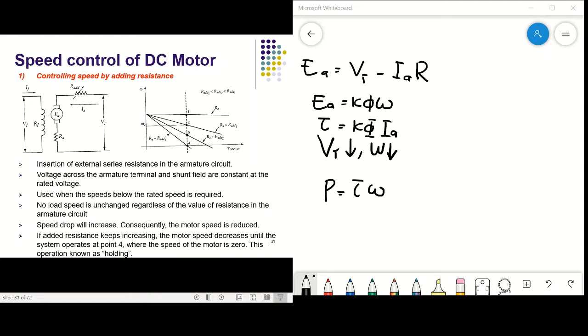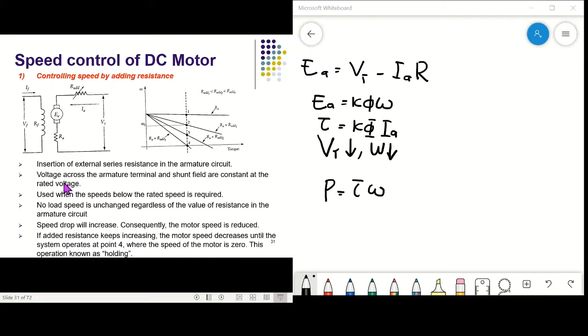So, kita pergi dulu pada controlling speed by adding resistance. So this is the separately excited DC motor. You have RA here, you have EA, you have RF. And then RA and RF, kita separate. And then at the armature circuit, we have an additional resistor to control the speed. So kita tengok sini insertion of external series resistance in the armature circuit.